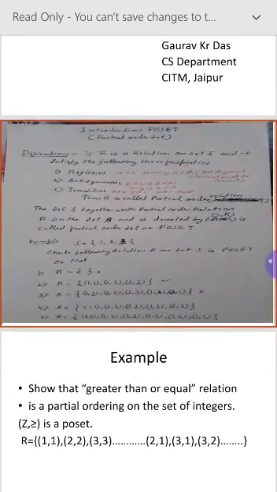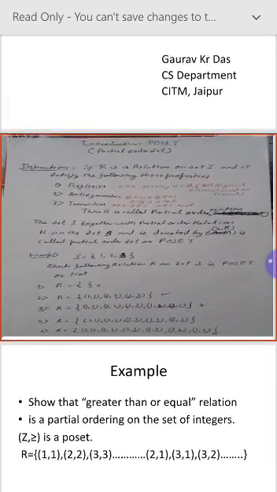Now, what is reflexive? Reflexive relations are those relations on set S in which each and every element of set S has a relation with itself, as A is related to A. Or we can say, if all the diagonal elements are present in the relation, then it is a reflexive relation.